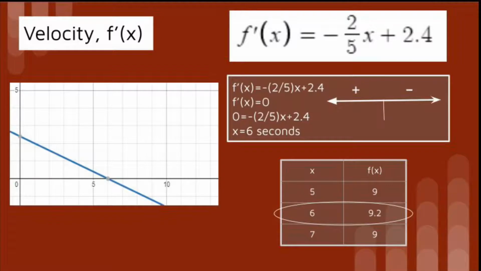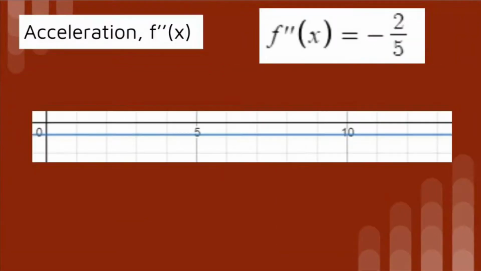Using the same power rule as before, the velocity is g prime of x is equal to negative 2.5x plus 2.4. Setting that function equal to 0 and solving for x, we get the critical point x equals 6. Using the first derivative test and the endpoints, we can determine that x equals 6 is the absolute maximum. Next, we can find acceleration by taking the derivative of g prime of x to get g double prime of x is equal to negative 2/5. The graph is concave down.